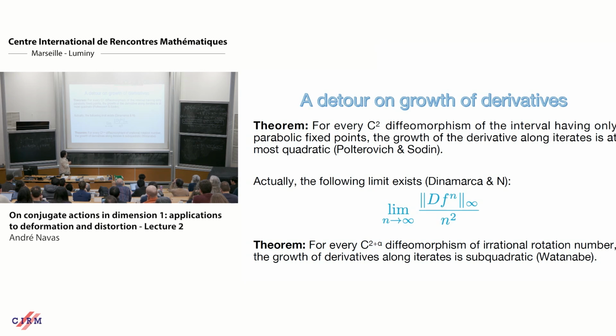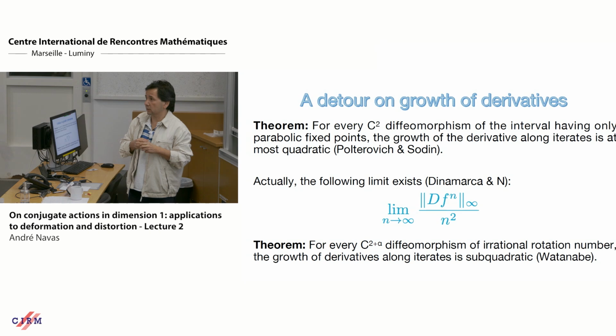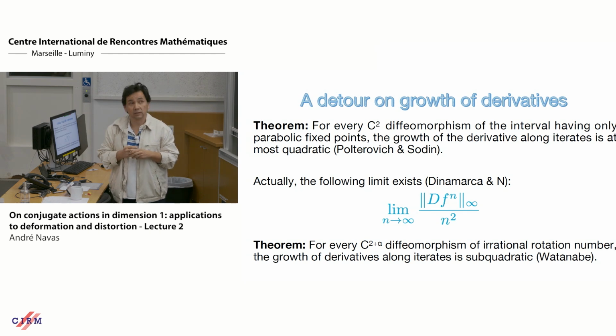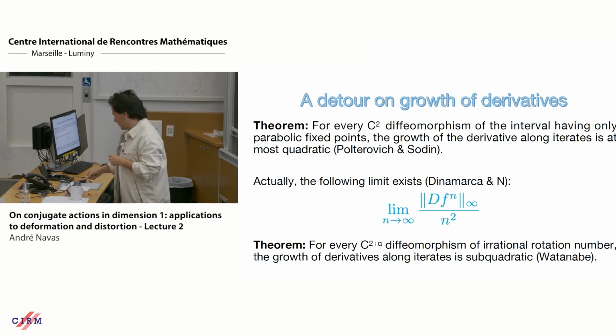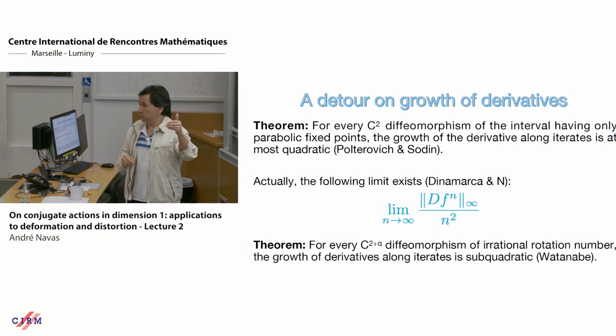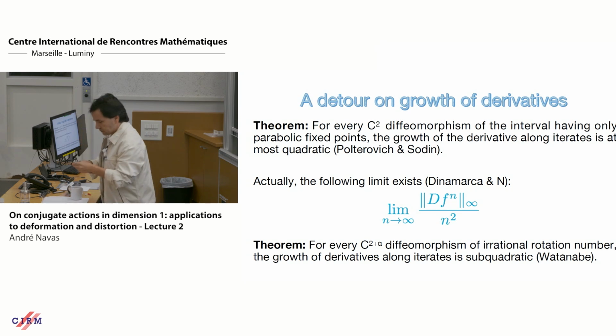If you take at least a C2 plus alpha circle diffeomorphism of rational rotation number, then the growth of the derivative along iterates is subquadratic. It is never quadratic, actually. It is smaller than quadratic. Okay? So quadratic is something that comes from dimension 1. For our purpose, we only need a sub-exponential growth of the derivatives. So actually, the growth is subquadratic. Okay.